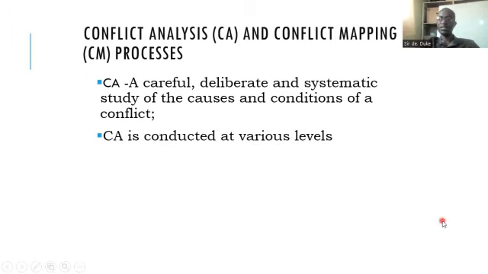Conflict analysis is conducted at various levels. At any level, be it micro or macro level, we may need to analyze the conditions, the causes, the sources, the root causes of that conflict so that we may find suitable or sustainable strategies for managing, containing or transforming that conflict.